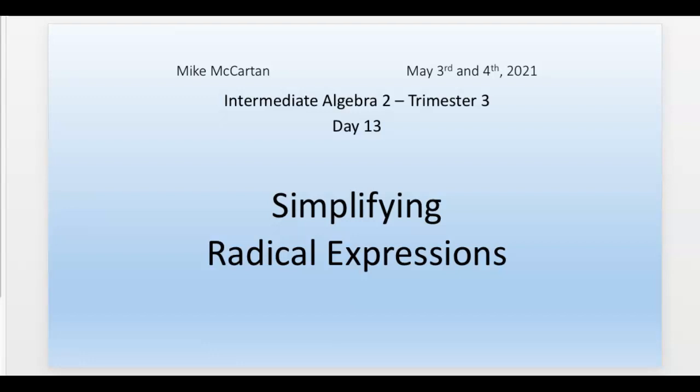Okay, hello everyone, and welcome back. Today we're going to simplify radical expressions because we're going to solve quadratics by taking square roots next. So we thought we'd review a little bit again, simplifying radical expressions.